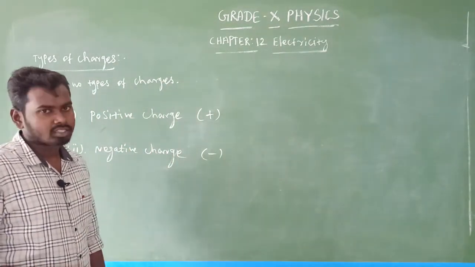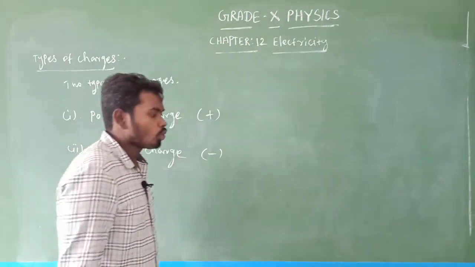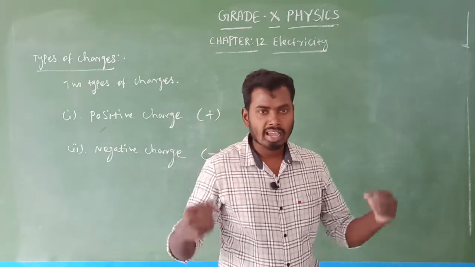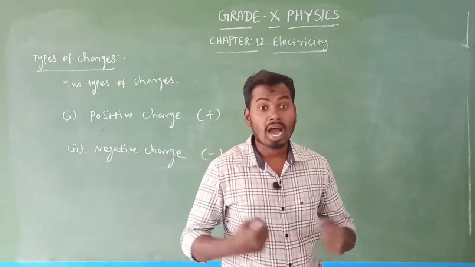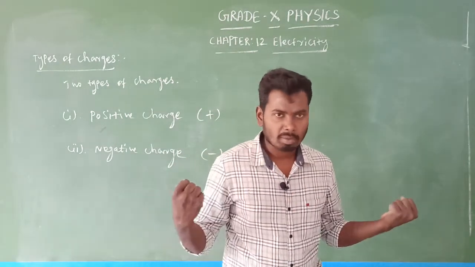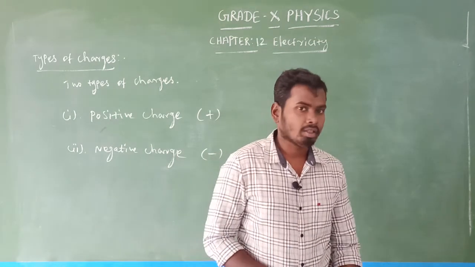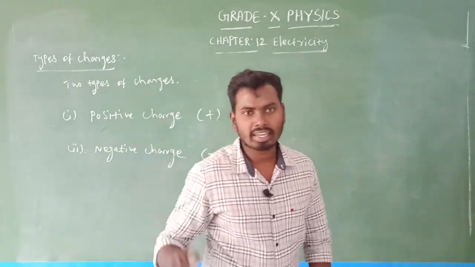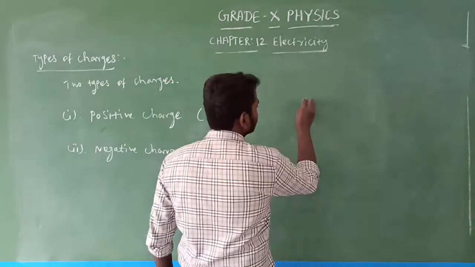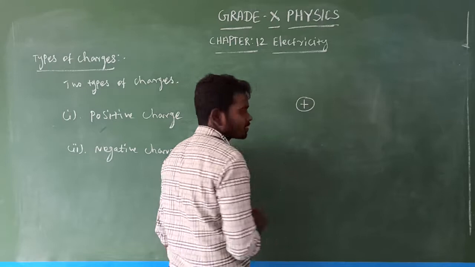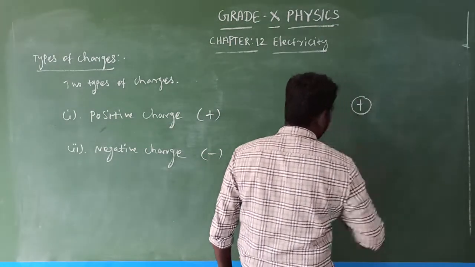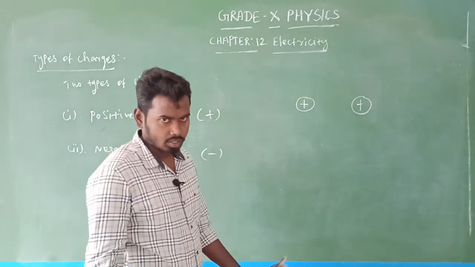So next we will see the properties of these charges, sir. Already we know, you have been studying since your lower class, the like charges repel each other and the unlike charges attract each other, as in the magnetic property. Okay, consider a positive charge here, and consider another positive charge.